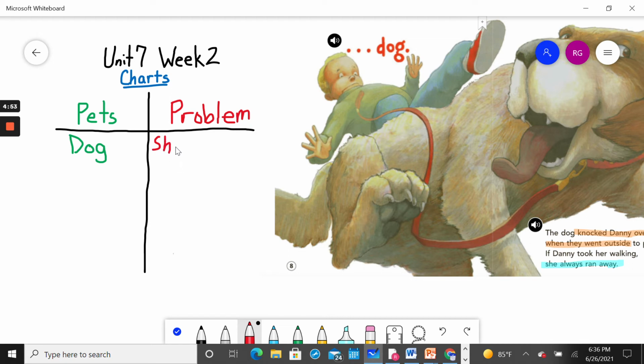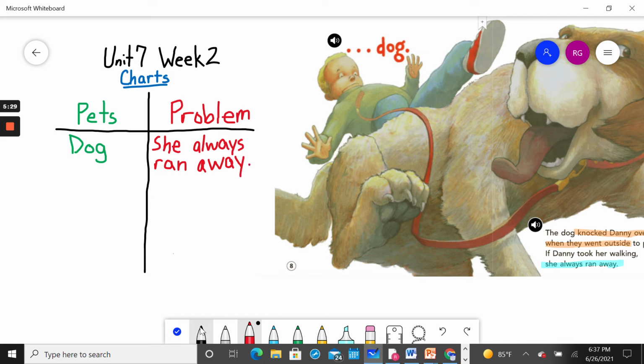I'm going to use a capital S because this is a whole brand new sentence. She always ran away. And then after I'm done with that, make sure I have my period.